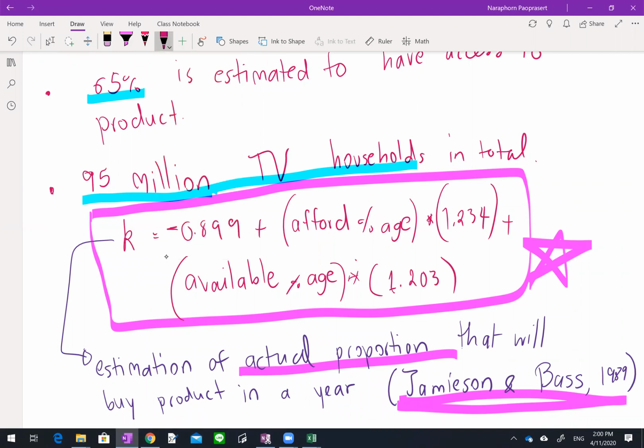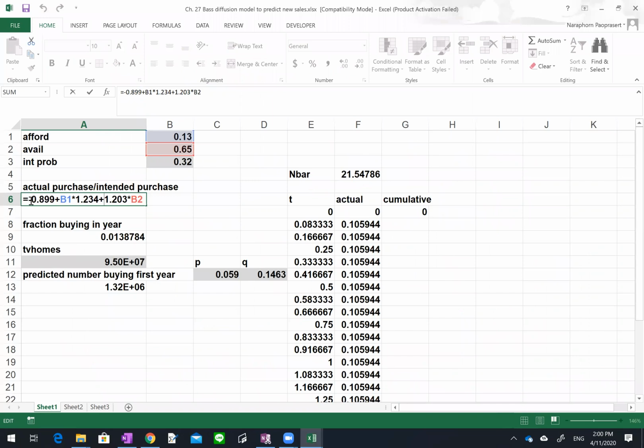Minus, so it's minus 0.899 plus the 4% times 1.234 plus the available percentage times 1.203. So if you go back to the formula, here it's minus 0.899 times 0.13, which is the affordable percentage, and then times the constant plus the constant times the availability factor.